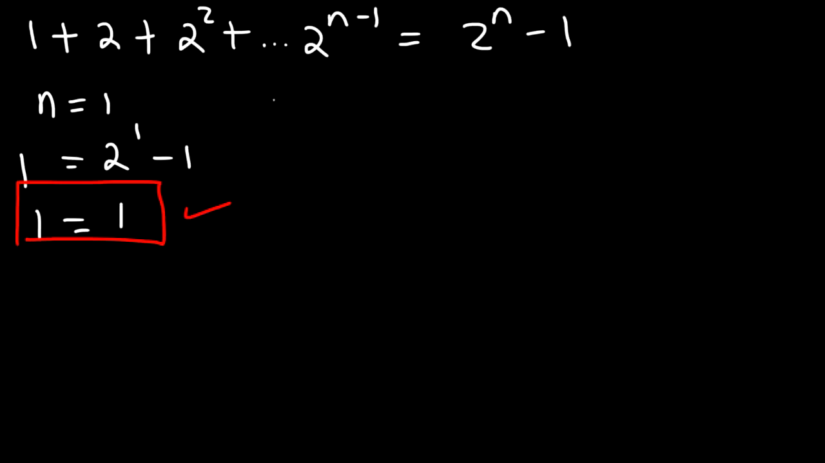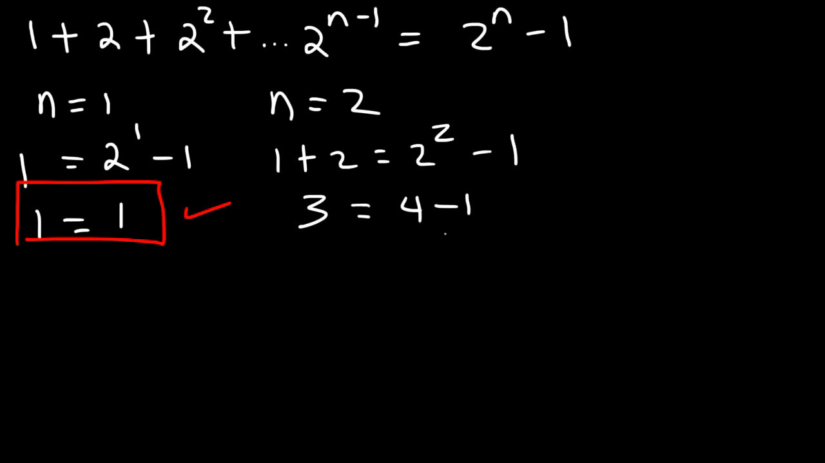Let's see if it's true for the second term. So we need to add the first two terms. So that's going to be 1 plus 2, and then let's replace n with 2. So 1 plus 2 is 3. 2 squared is 4, and 4 minus 1 is 3. So it's true for the second term, or when n is 2.